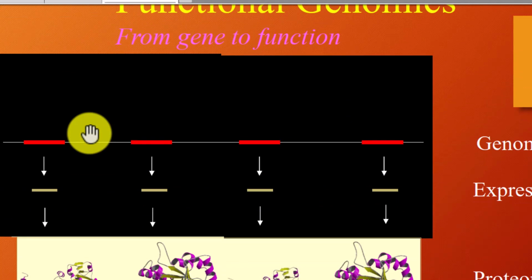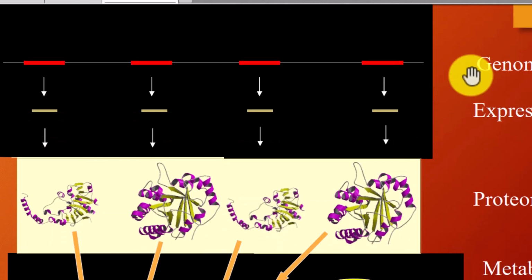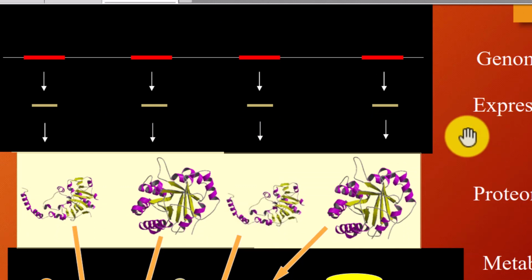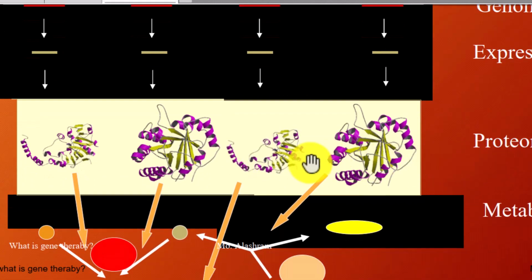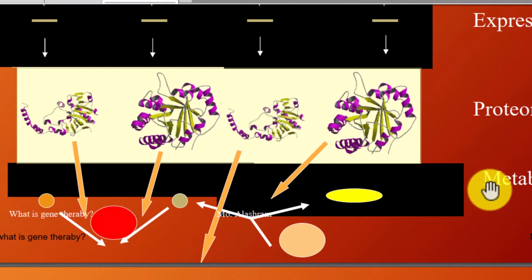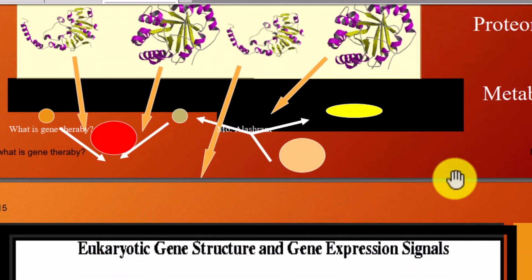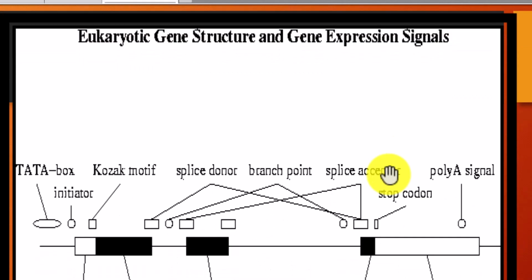Functional genomics, from gene to function. The genome is expressed and called the expressome. The proteome, where protein is formed, and the metabolome on the other level.